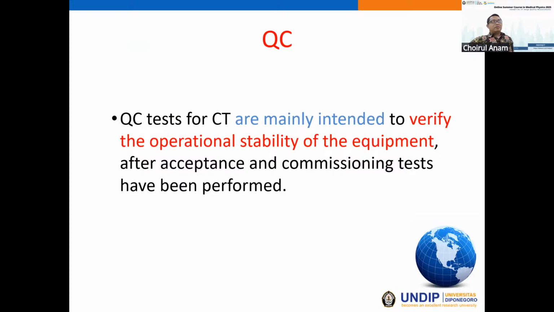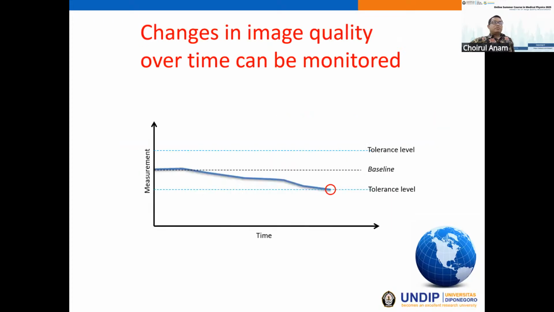This is for the quality control. The quality control is mainly intended to verify the operational stability of the equipment after acceptance and commissioning tests have been performed. This is very important to ensure our machine is within the tolerance level. So changes in the image quality over time can be monitored. By using the IndoQCT, because our parameters can be saved in the database, we can see the trend of our data.